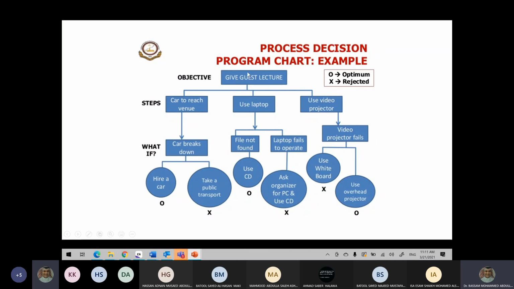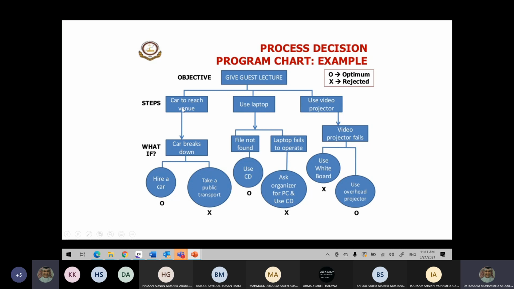Going on, what are my plan elements? My plan elements is that I'm going to arrange a car so that they pick him or her up to bring them to the university to reach the venue. When they come in, they need to use the laptop. When they also come in, they want to present, they want to use the video projector. Okay, so let's go step by step. So they're coming within the car.